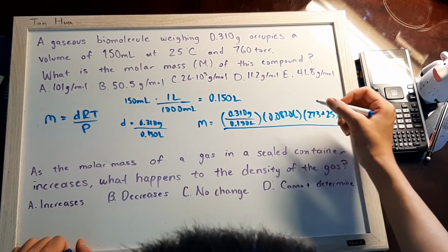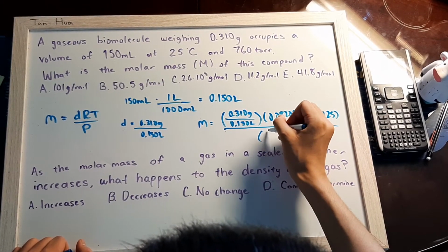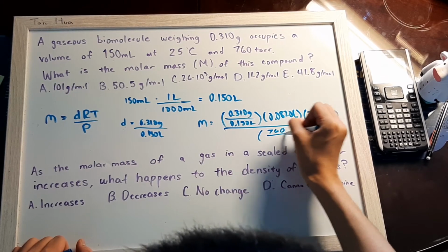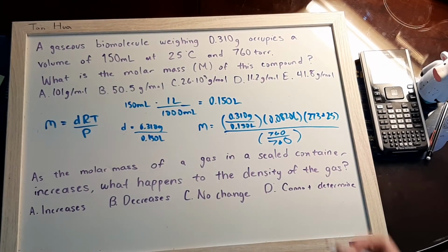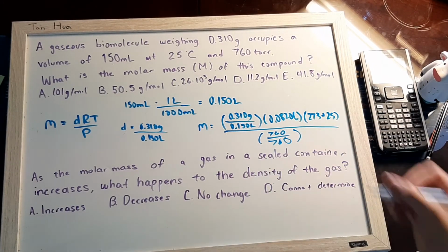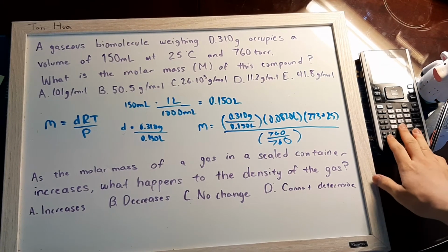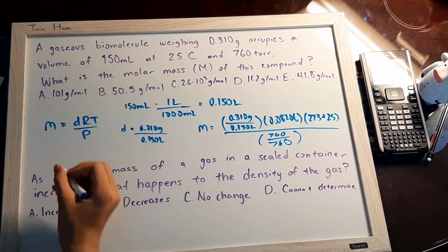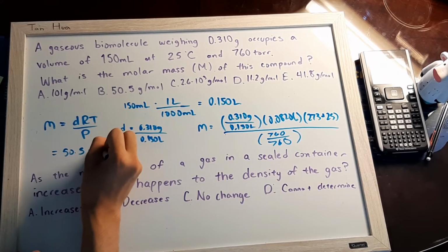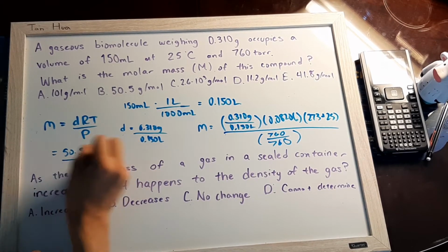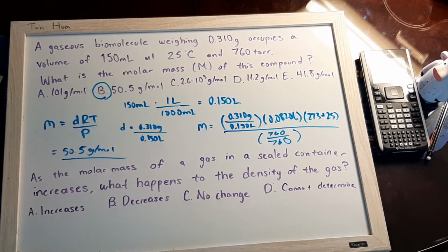We are given 760 torr, but on the formula sheet, you'll be given how to convert that, which is to divide by 760, which gives you 1 ATM. Here we go, I apologize for that. And if we plug and chug into the calculator, you should get a value of 50.5 grams per mole, roughly, as your answer, which makes this answer B for the question.